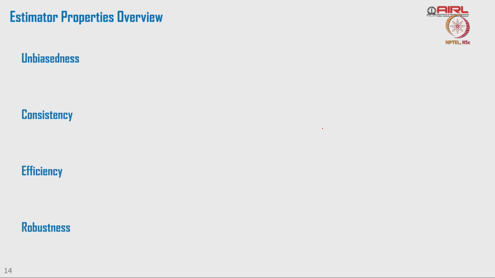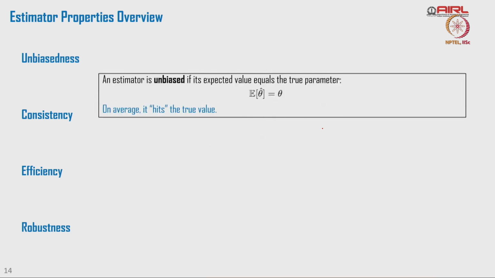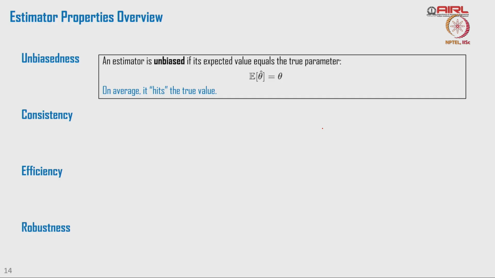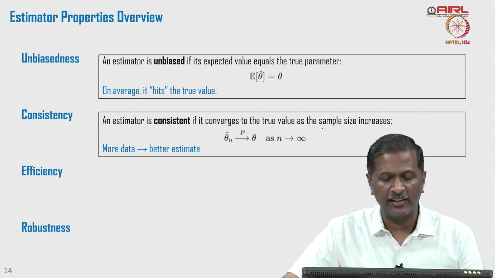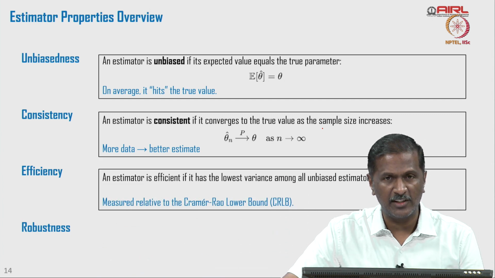What are the estimation properties if you look at? The estimator needs to be unbiased, consistent, efficient and robust. An estimator is unbiased if its expected value equals the true parameter; on average it hits the true value. What is consistency? An estimator is consistent if it converges to the true value as the sample size increases. So theta n is an estimate that converges to theta as n tends to infinity. More data, better estimate.